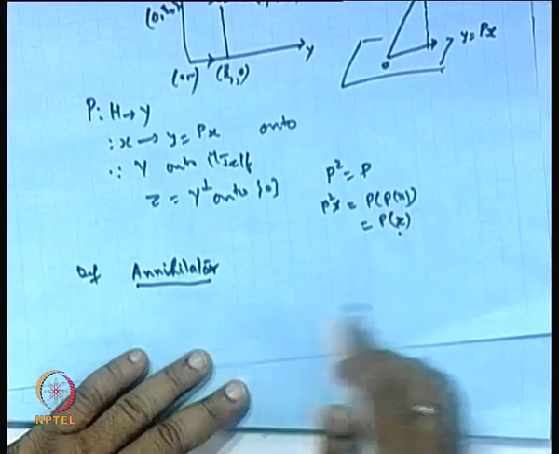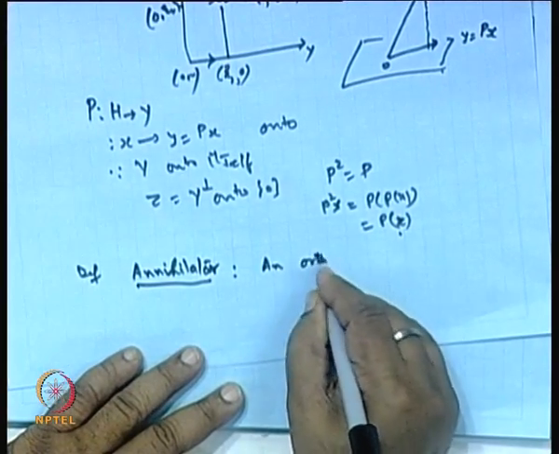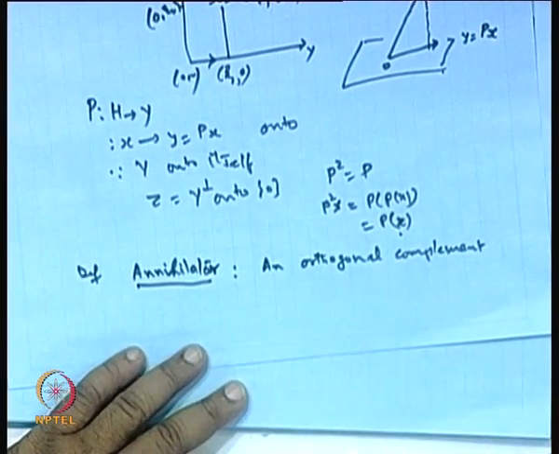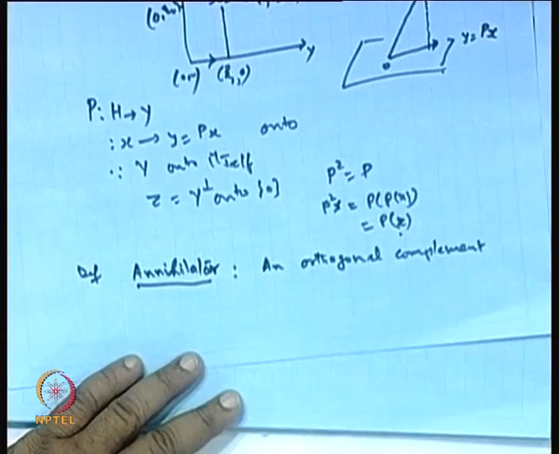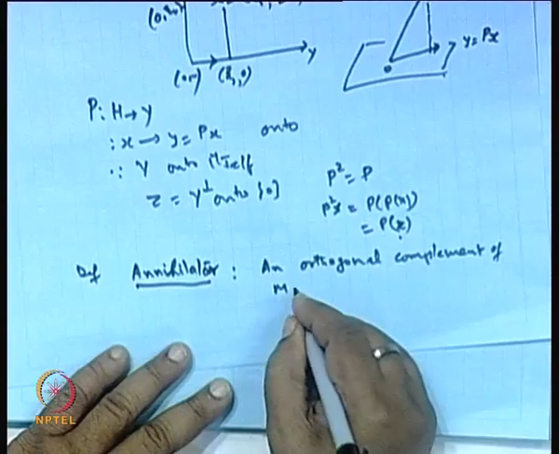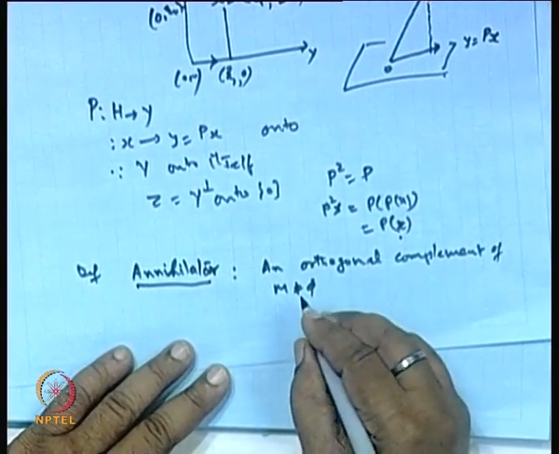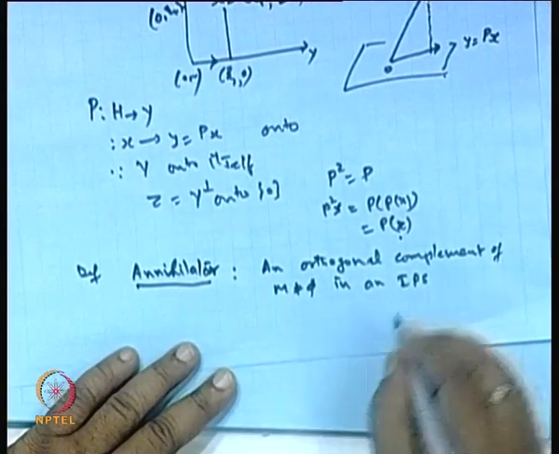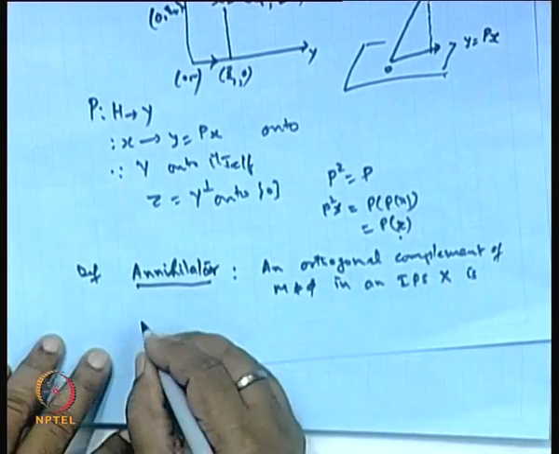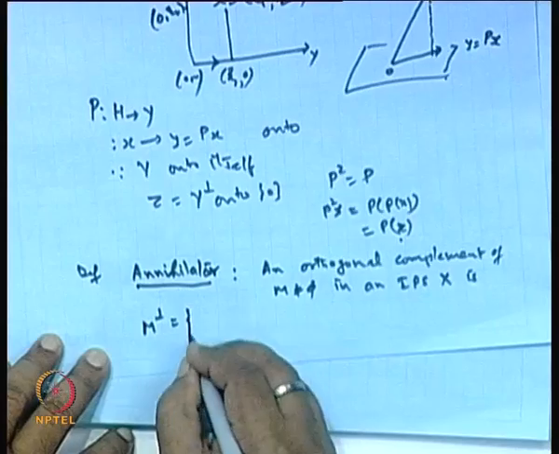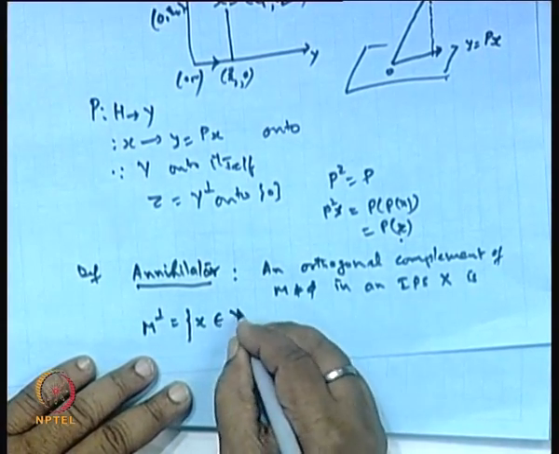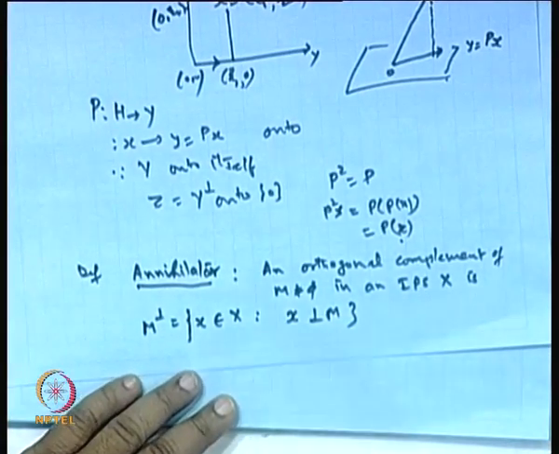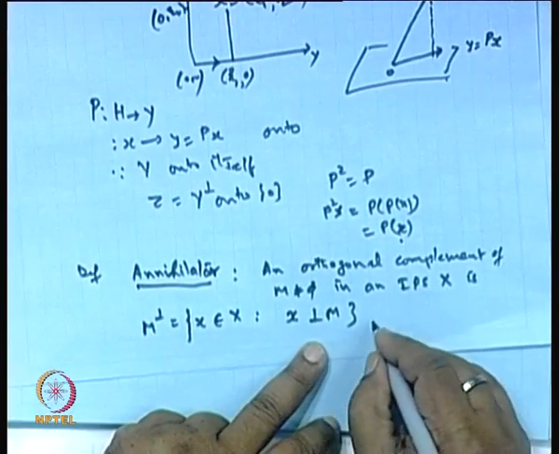An orthogonal complement of M, which is denoted by M perpendicular in an inner product space X, is the set of all x belonging to X such that x is orthogonal to M, is it not? And this is known as an annihilator.